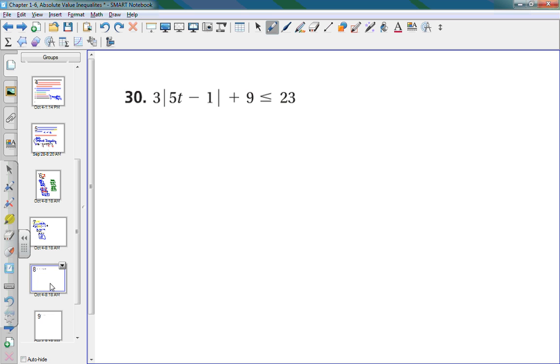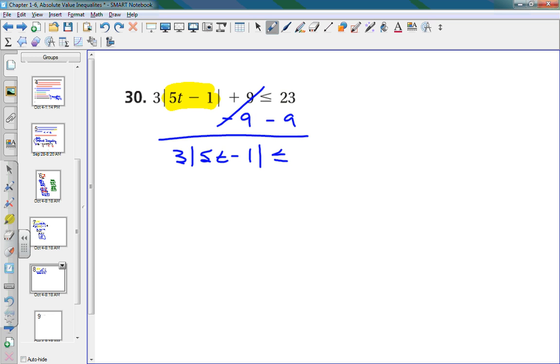Number 30. Step 1, what do I do? I need to isolate my absolute value, so I'm going to go ahead and subtract 9 from both sides. And I have 3 times the absolute value of 5t minus 1 is less than or equal to, what's 23 minus 9? 14, correct? And you might want to check that considering what I did on the first example.